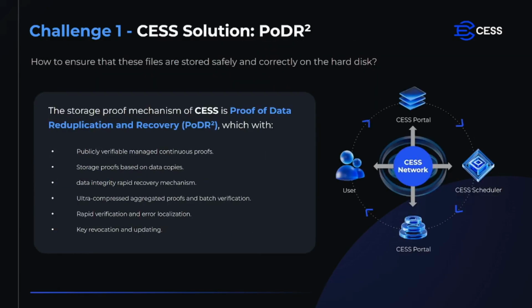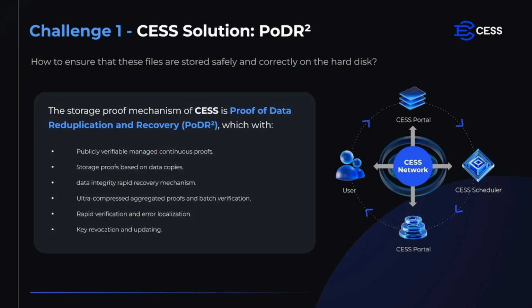Challenge number 1 solution is the PODR². To address the challenge of ensuring that files are stored safely and correctly on the hard disk, CESS provides a robust proof of data reduplication and recovery solution. PODR² is a sophisticated storage proof mechanism designed to guarantee the integrity and availability of data within the CESS network. This solution offers several critical features.